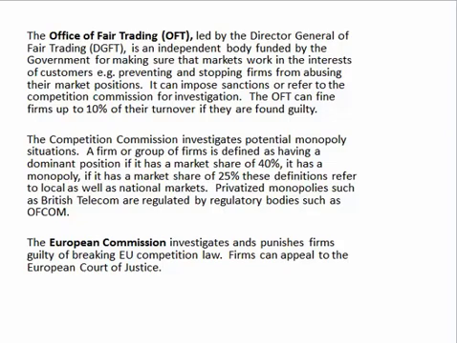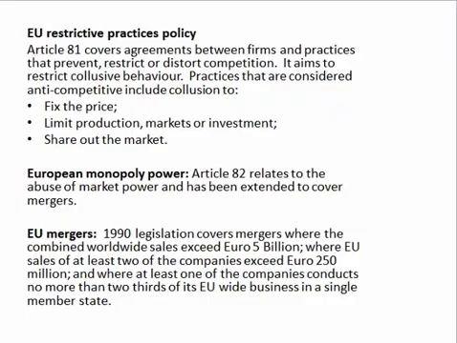The European Commission investigates and punishes firms guilty of breaking EU competition law. Firms can appeal to the European Court of Justice. EU restrictive practices policy: Article 81 covers agreements between firms and practices that prevent, restrict or distort competition. It aims to restrict collusive behaviour. Practices that are considered anti-competitive include collusion to fix the price, limit production, markets or investment, and share out the market.